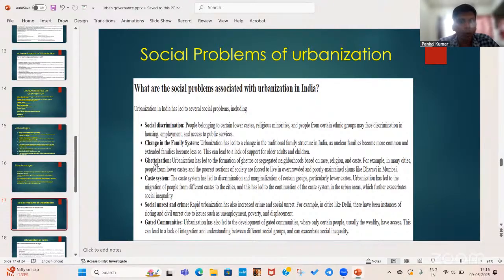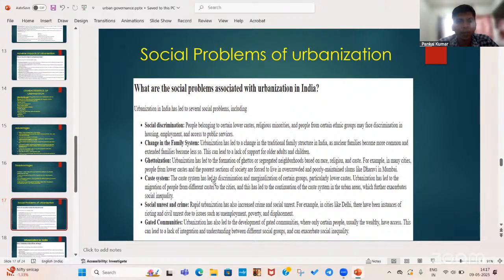Then ghettoization. Ghettoization means urbanization has led to the formation of ghettos or segregated neighborhoods based on race, religion, and caste. For example, in many cities, people from lower castes and the poorer sections of society are forced to live in overcrowded and poorly maintained slums like Dharavi in Mumbai. So it is also called a ghetto. Ghettoization means segregated neighborhoods based on different identities.